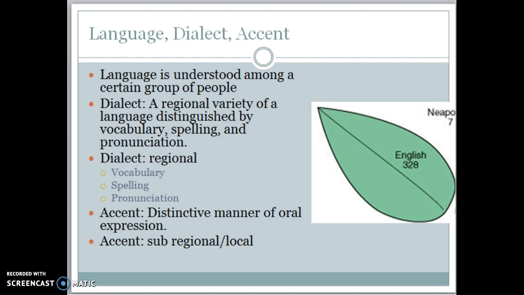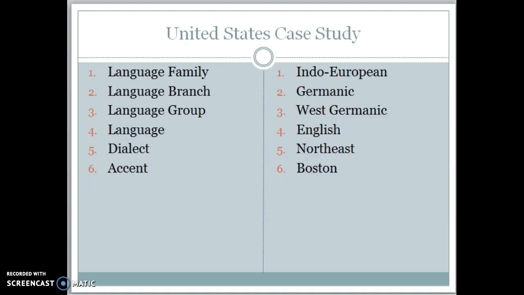So if you go back to Haiku, there was that fun video we looked at, that one actress using all the different dialects and different accents. That might be a fun video just to review this main concept. All right, so on the screen, again, I just mentioned Boston.